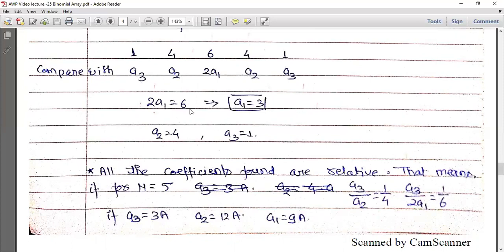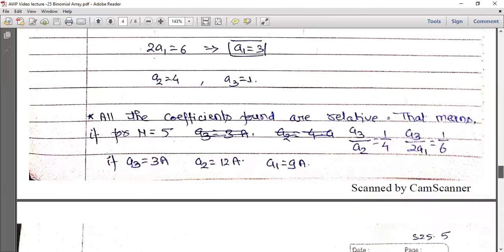In that case, A2 will be 4 times A3. As you can see, when A3 is 1, A2 is 4. So when A3 is 3, A2 should be 12 ampere. And correspondingly, when A3 is 1, A1 is 3 times A3. So when A3 is 3 ampere, A1 should be 9 ampere. This is a very important point to keep in mind.